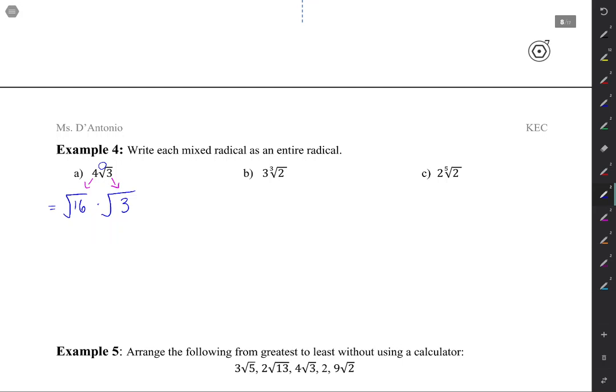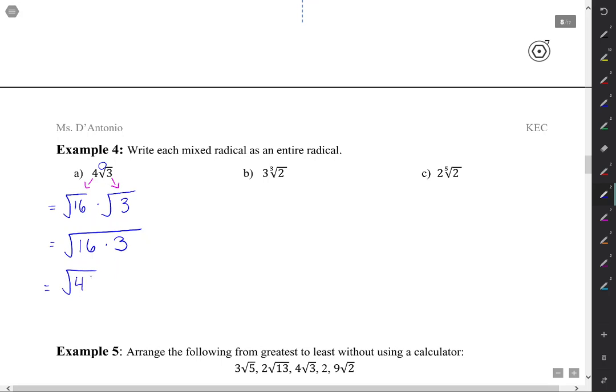And now we can use the reverse rule for the multiplication property, and we're going to write both of these numbers under the radical sign. We're going to do 16 times 3 under one big radical sign. And if we multiply those out, 16 times 3 is equal to 48. So there's the entire radical of 4 root 3. It is the square root of 48. So the toughest part about these questions is figuring out this number here under the radical sign. So you need to think to yourself, the square root of what is going to get me 4? So in this case, the square root of 16 gave us 4.